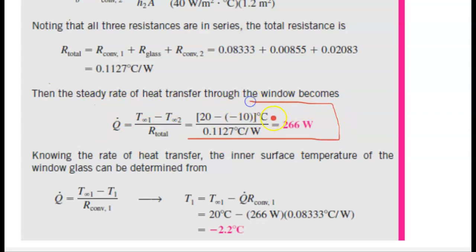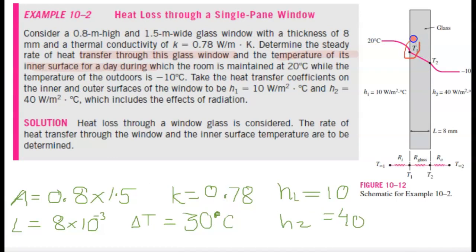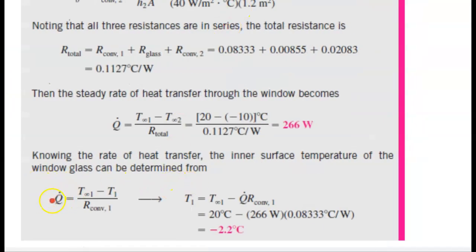266 watts. Now the question is asking you to find the temperature of the inside of the glass window, T1, and that's what we need to find out. To do that, we have a formula. Q dot is equal to T infinity 1, the inside temperature of the room, which you can change from 20 to 30 to 40, minus T1, the temperature of the inside of the window, over the R convection, because the first step is only the convection happening. So I'm just going to take that value. I need to rearrange the equation. This is given as 266, so I put the 266 here. The R convection can go on the other side.